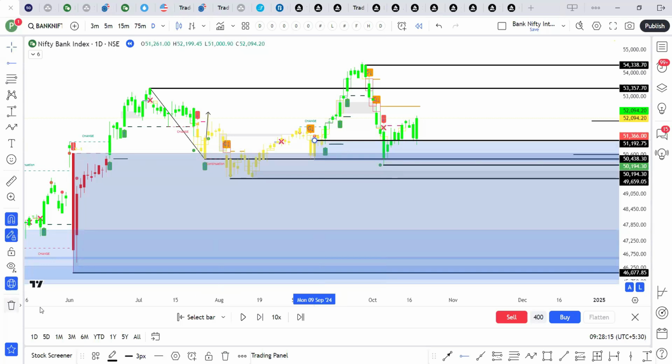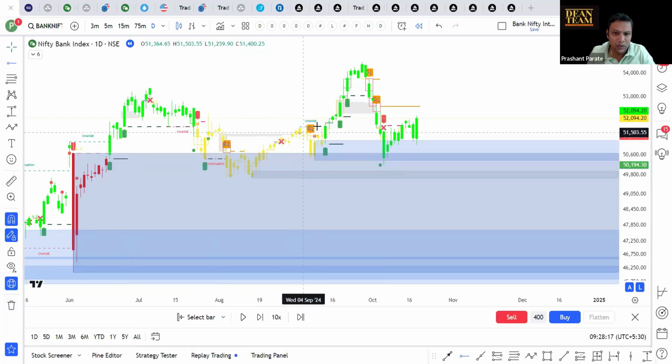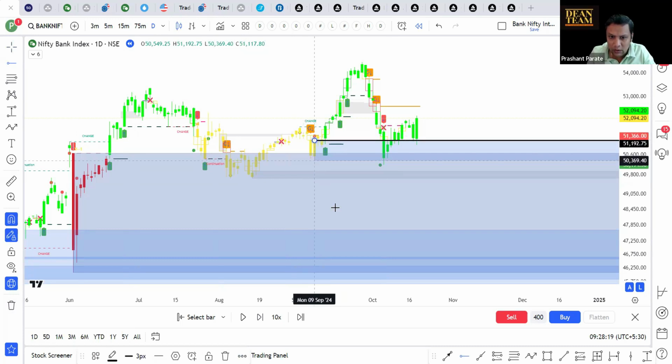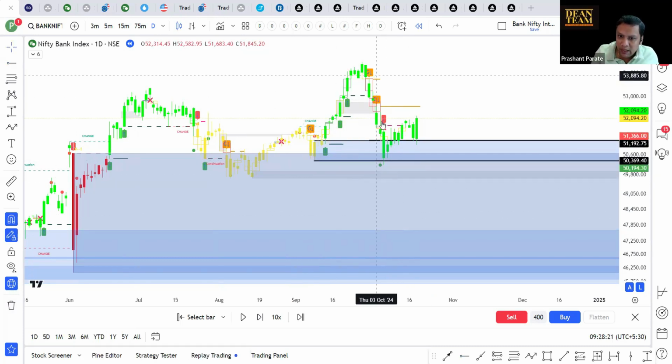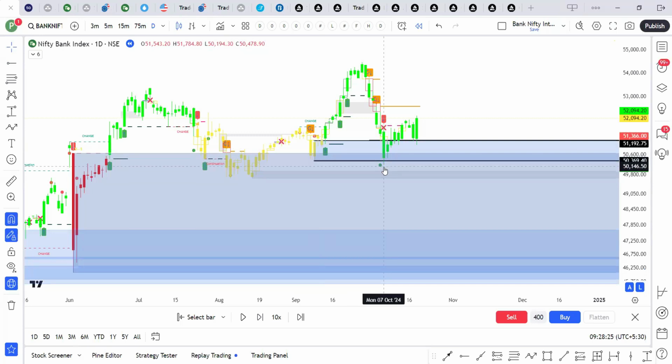I'll remove all markings first. Suppose you have bought here thinking that this is your stop loss and price came down very rapidly, closed here. What is likely to happen?